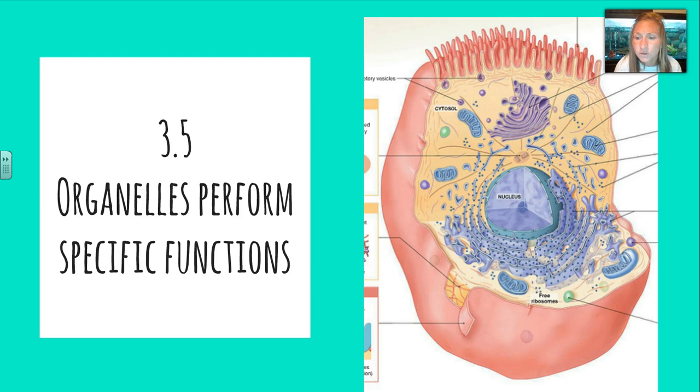And so those are just a few of them. Please carefully look over them. We'll do some practice with remembering the functions of these organelles, but I'm not going to talk about them each individually here today.